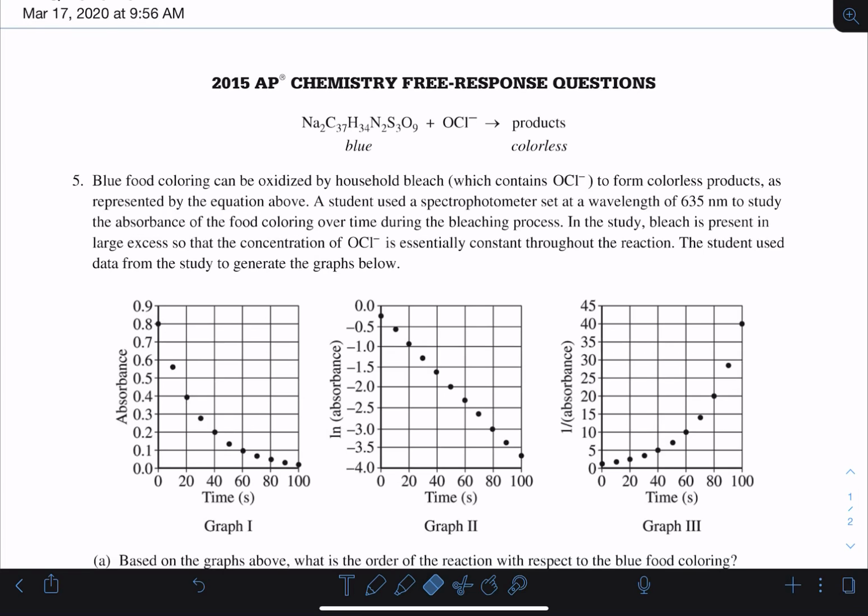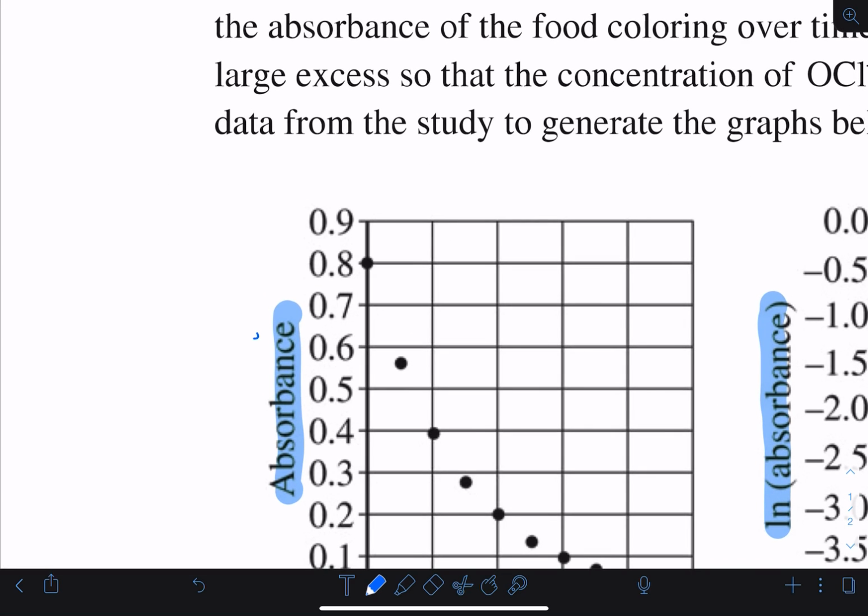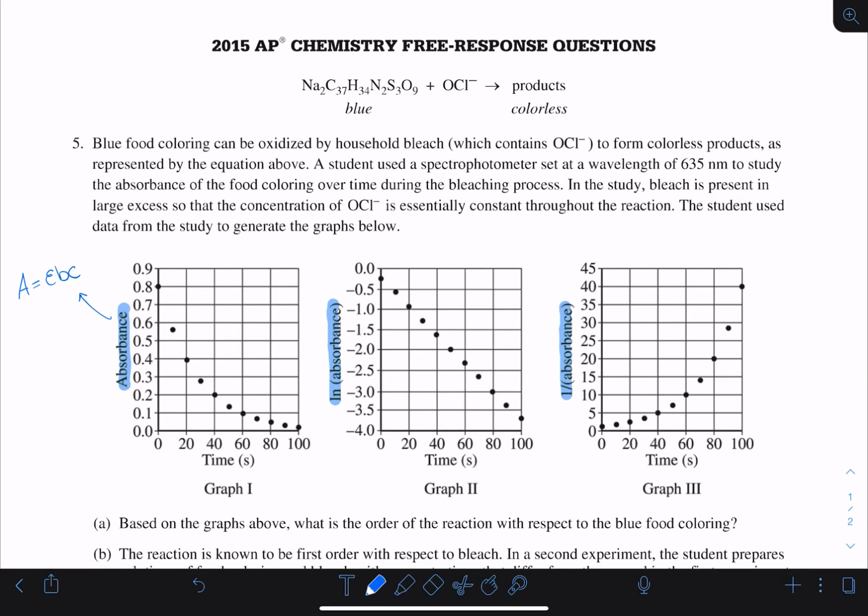So we're given graphs of the students' data, 3 different graphs of absorbance versus time, the natural log of absorbance versus time, and the inverse of absorbance versus time. So remember that absorbance is directly related to concentration. Although the mathematical values for the absorbance and the concentration would clearly be different numbers, how they change over time is going to look pretty much exactly the same. So in terms of trends in how they change, we can use absorbance and concentration more or less interchangeably.